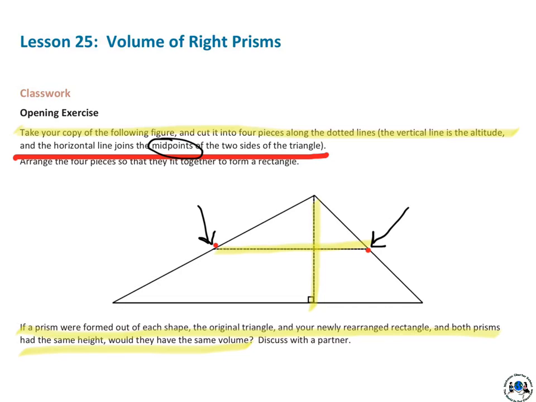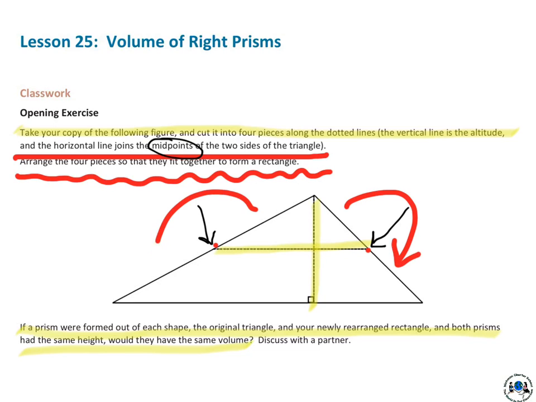What they wanted you to do here, if you cut this out, is arrange the 4 pieces so that they fit together to form a rectangle. I think some of you can see how you do that. We'll do it again on the following page. But here's a question though. If a prism were formed out of each shape, the original triangle and your newly rearranged rectangle, and both prisms had the same height, would they have the same volume?